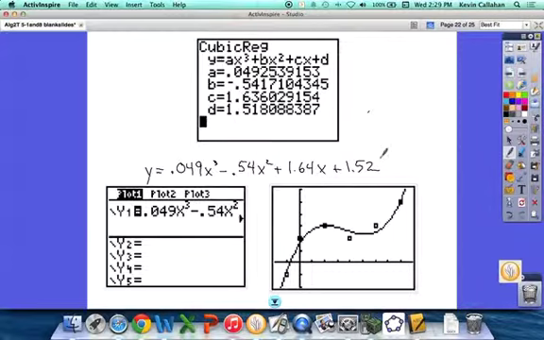Now, is the model perfect? Does it hit every point? No. There's some error, like it's too low right here. It's too high right there. It looks like it's a little bit too low there. But it's kind of going right through the middle of all the points. That's the best fit cubic that we can find for that data.